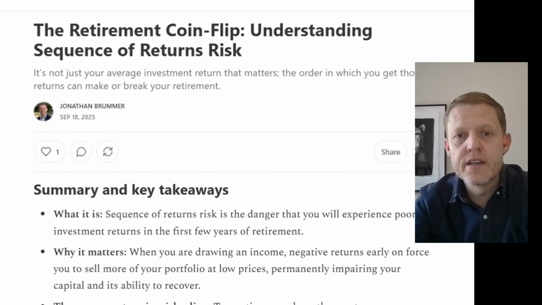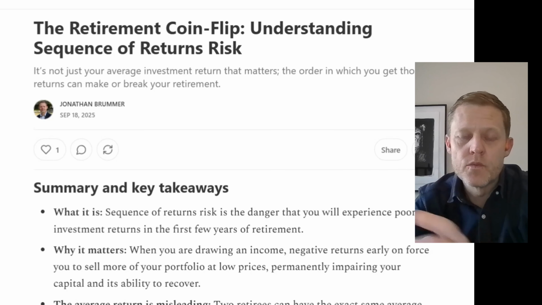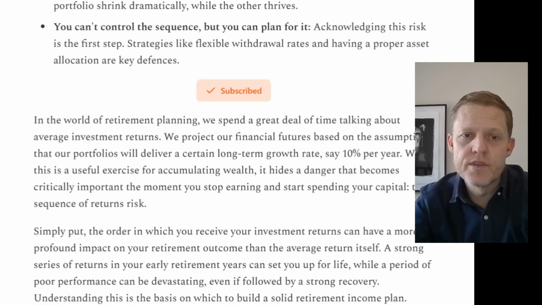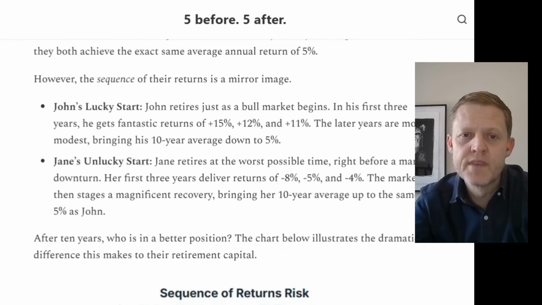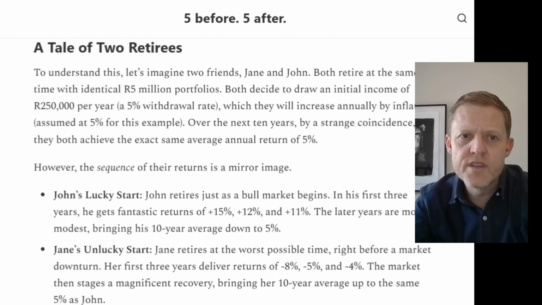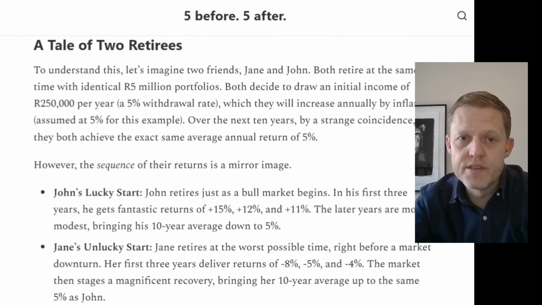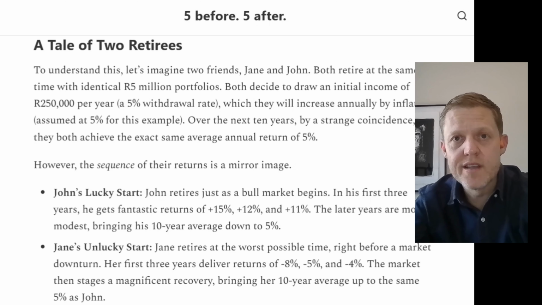So let me give you a concrete example. What you have on the screen is an article that I wrote about this, which I will include a link to in the description for this video. But let's look at this example that I showed. So here we have two individuals. They are the same age. They're retiring at the same age, at 65, let's say. They both have identical portfolios. They've saved up 5 million Rand. And they also need the same amount from that pool.